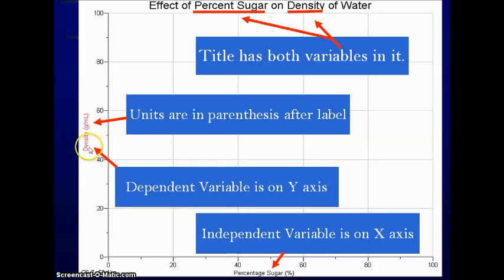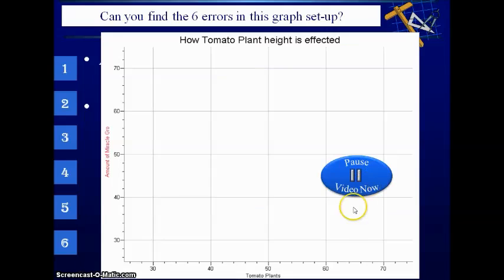Now just a note, I could also have said density of water. That would maybe be a slightly better label for this, but we at least have to have the word density there. And notice for my x-axis, the unit is actually just a percentage. And so we just put the percent sign in there. So there's a good setup for our graph.